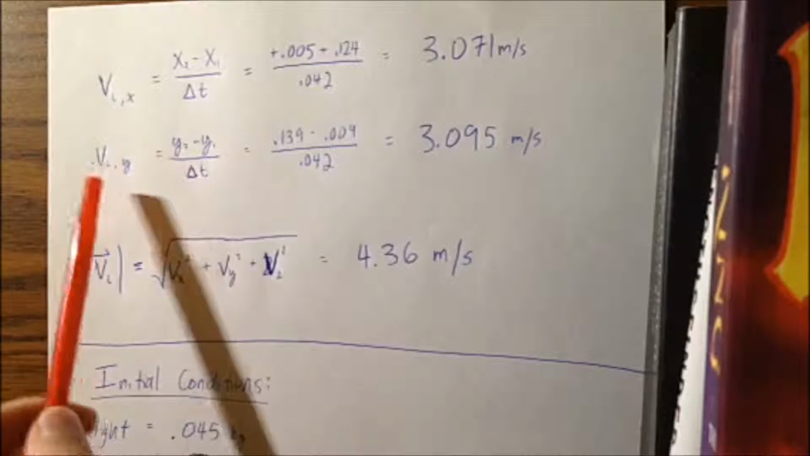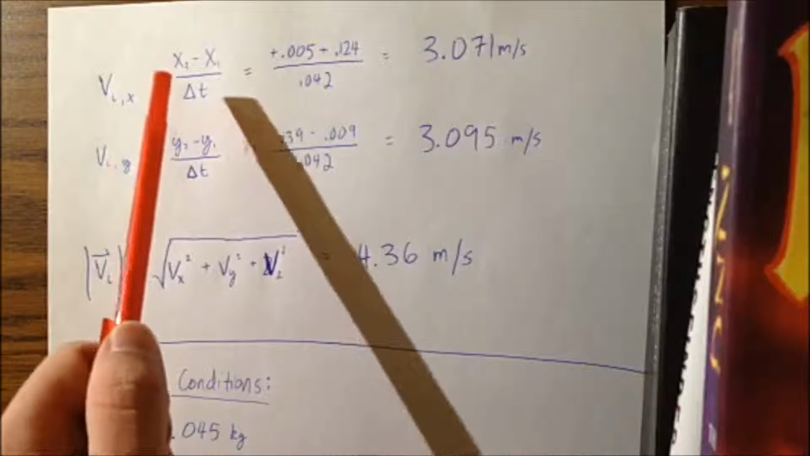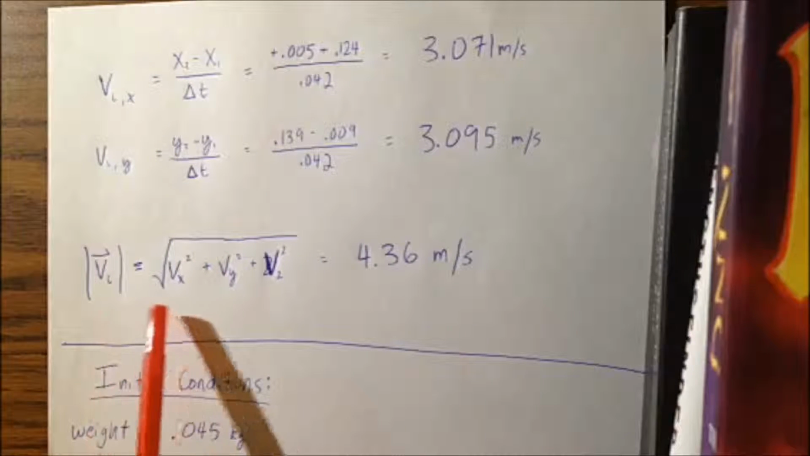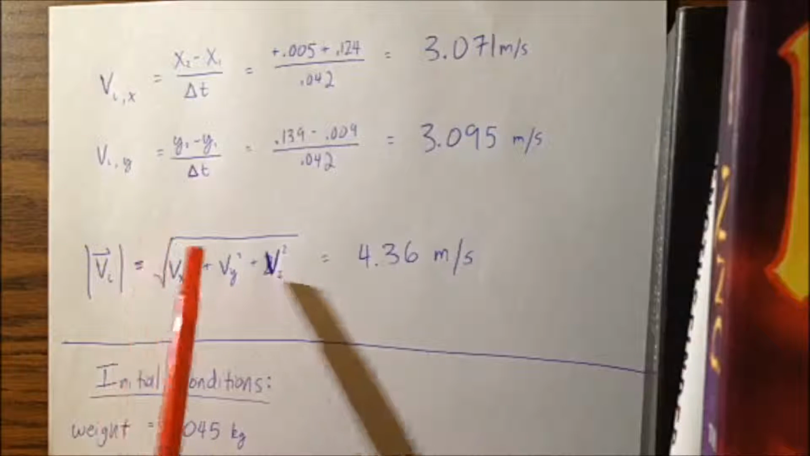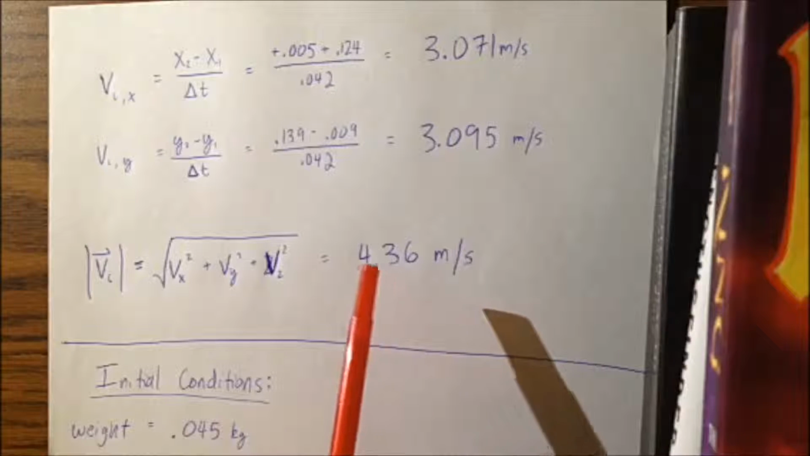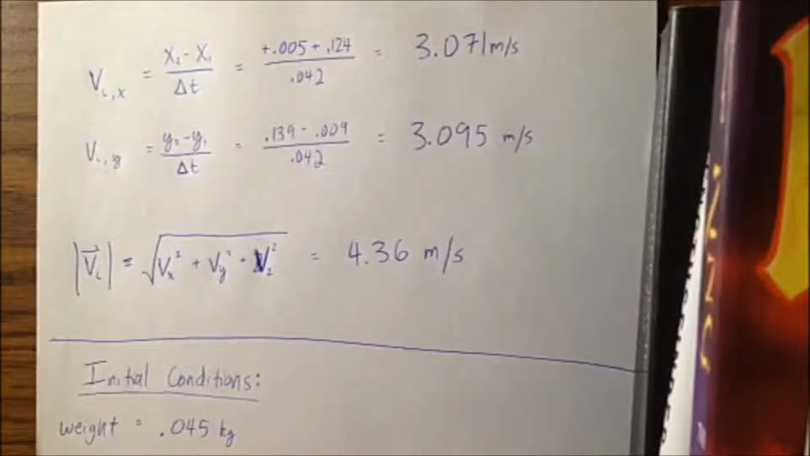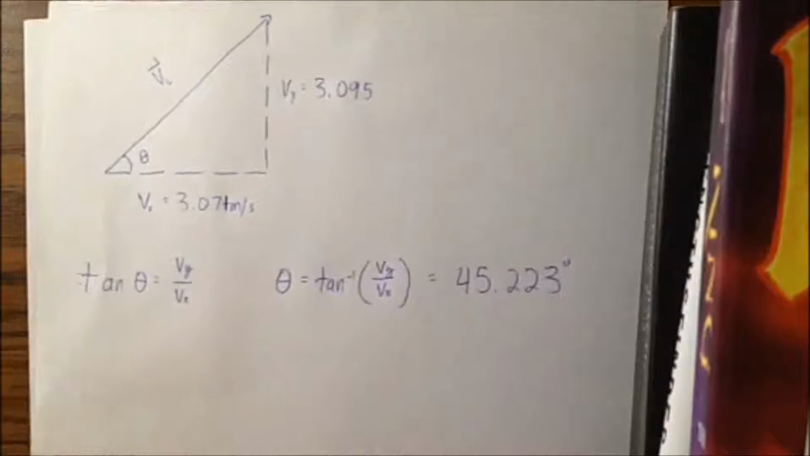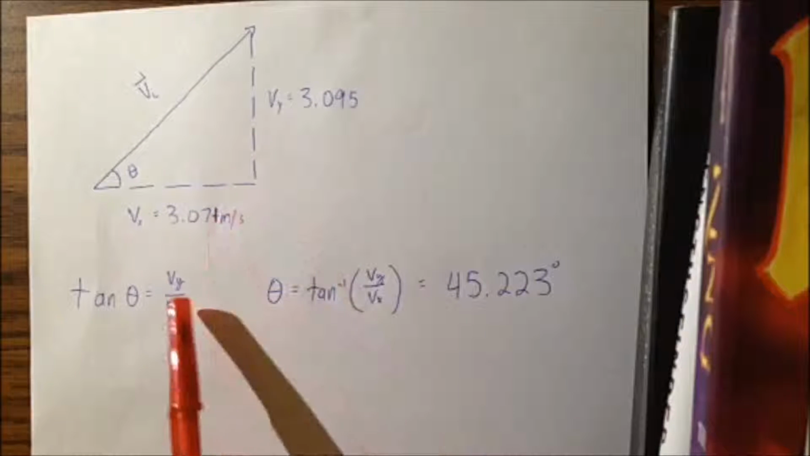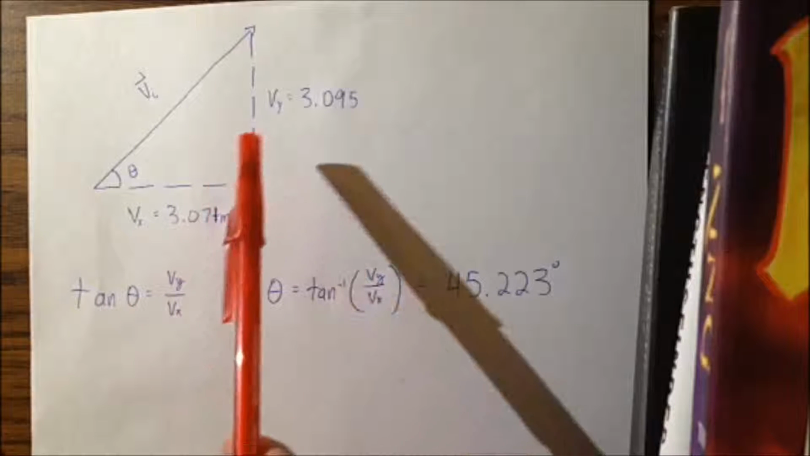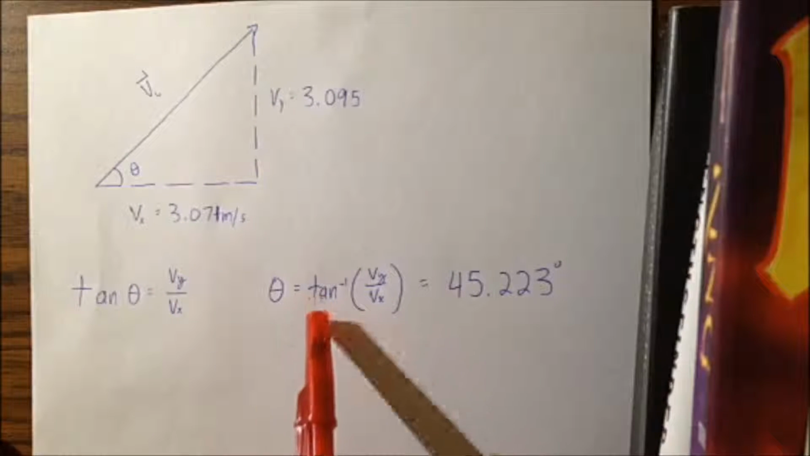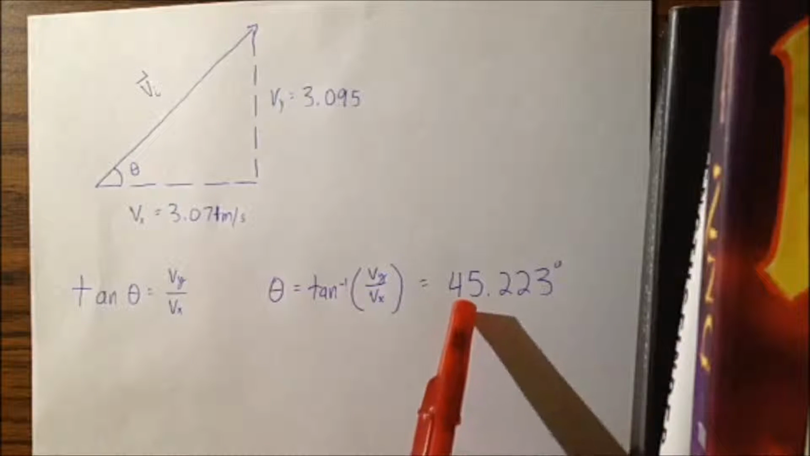The initial x and y components were found using our data from Tracker and then dividing by the time step. To find the magnitude of the velocity, I then squared each of those components and took the square root. The initial velocity's magnitude ended up being 4.36 meters per second. Then using those components, I wanted to find the angle theta at which the ball was thrown. Some quick trig shows us that the tangent of theta is equal to the y component of the velocity divided by the x component of the velocity. So then solving for theta, we find that it was thrown at about 45 degrees.